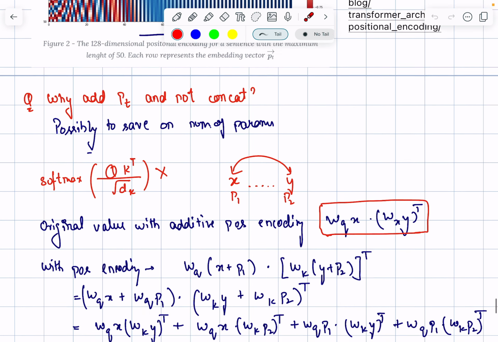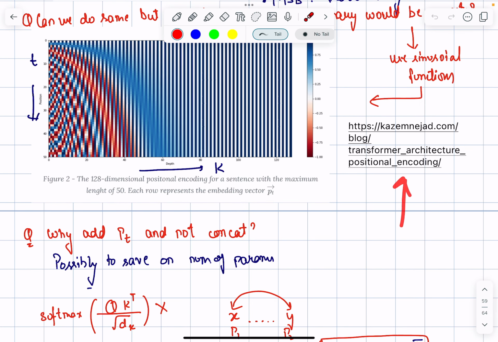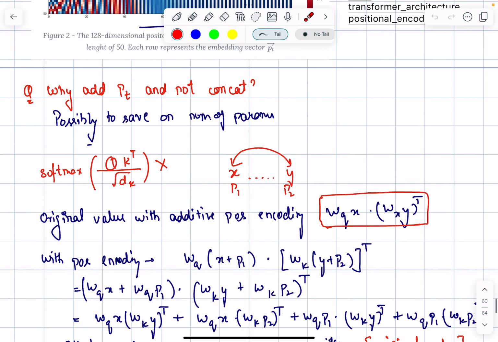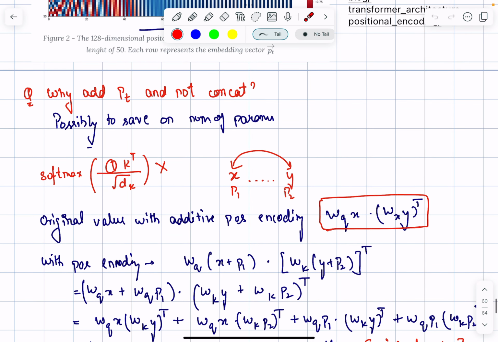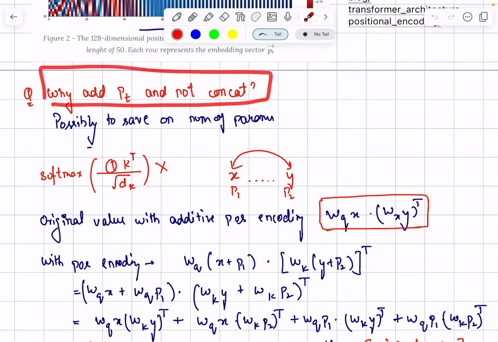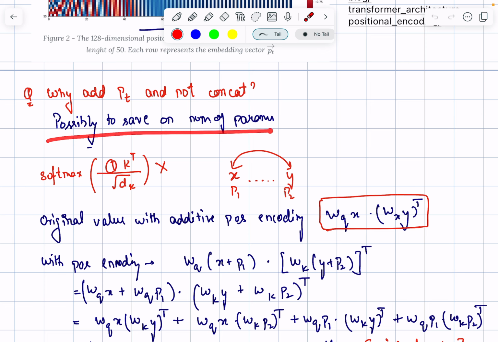Okay, so now this blog post made a very interesting discovery. I would highly recommend you read the original blog here. It says: why do we add the positional embeddings and not concat them? Probably at that time, when the paper came, the number of parameters were not supposed to be kept that high, and because the GPU space was limited as compared to what we have today, it was probably done to save some space in the form of number of parameters, right?